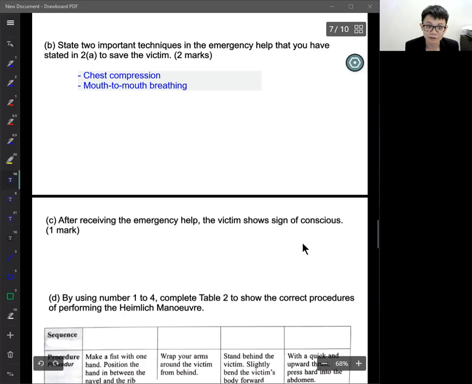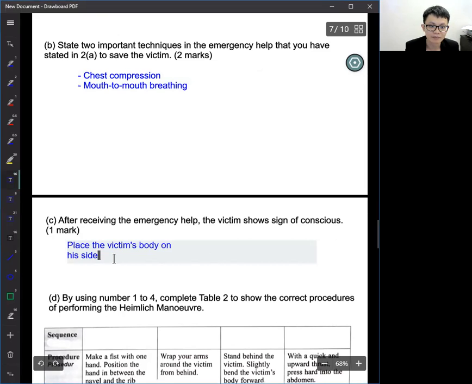After the emergency, the victim shows conscious, what should you do? We should place the victim's body on his side. So let's write this down. Place the victim's body on his side. We want to let the person be in a comfortable position. Place the victim's body on his side.